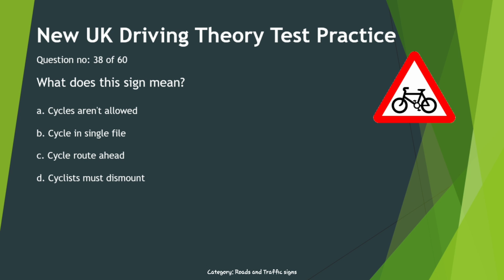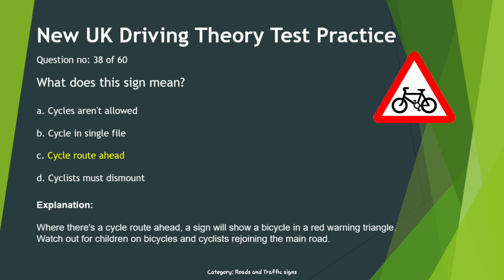Question 38 of 60. What does this sign mean? A. Cycles aren't allowed. B. Cycle in single file. C. Cycle route ahead. D. Cyclists must dismount. The correct answer is C.